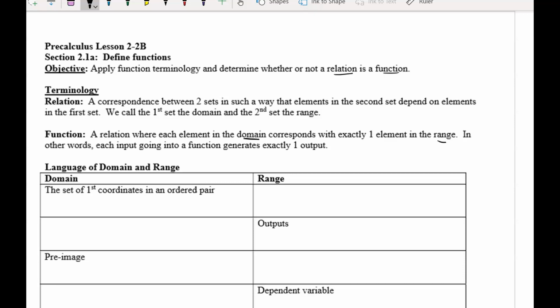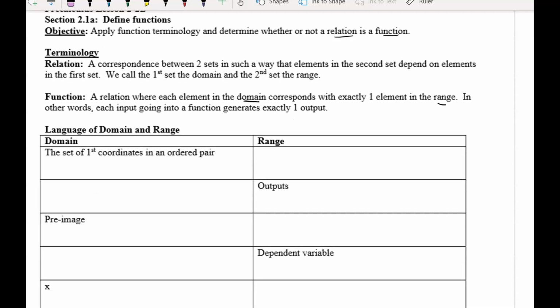So each element in the domain determines a single output. That's another way of saying it. And this is important because if you put something in a machine and you know what's going to come out, that's what makes it a function. If you don't know what's going to come out, then it's not a function. If there's more than one possible output for a given input, you don't know what you're going to get. Okay, so that's the idea there.